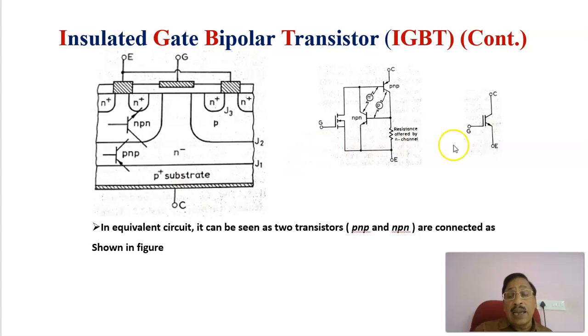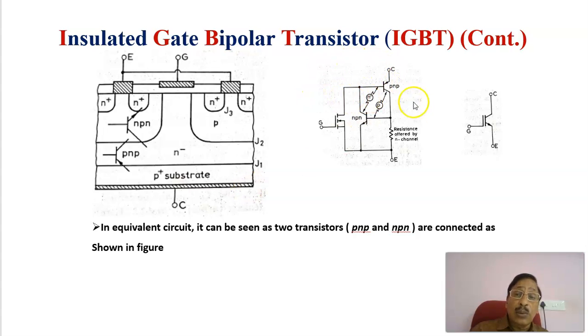and it can be represented like this, this is the equivalent circuit of an IGBT, in which this is the gate terminal, just like a MOSFET has a gate terminal, and here the collector and emitter terminals. This is the collector terminal, and these two transistors, PNP and NPN, can be connected like this. Therefore, this is the equivalent circuit, and it can be seen that the two transistors, PNP and NPN, are connected as shown in the figure.